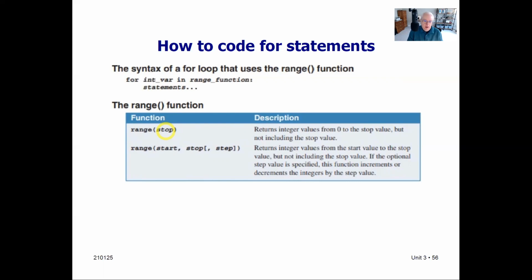Now, what if you don't want to use the number 0, which all of the time it will start at 0? Then you could code it this way with 2 parameters, 1 comma 6 for the stop value. And that would go 1, 2, 3, 4, 5. Okay. Now there's a third optional parameter, which is step.